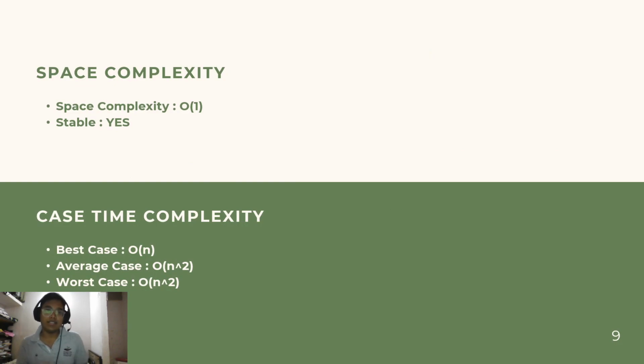Now we'll go with space complexity. If we say the space complexity, we can say it is big O of 1, so it is quite stable. And when we talk about time complexity, for the best case it is big O of n, for the average case it is big O of n square, and for the worst case also it is the same, big O of n square.